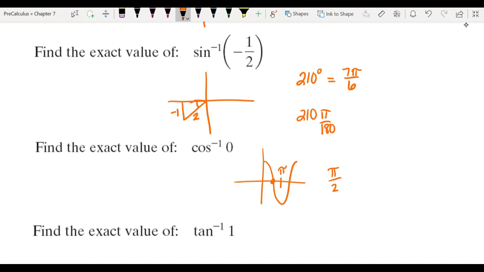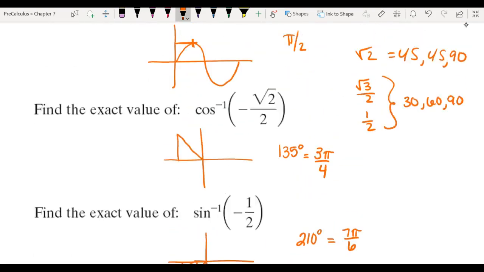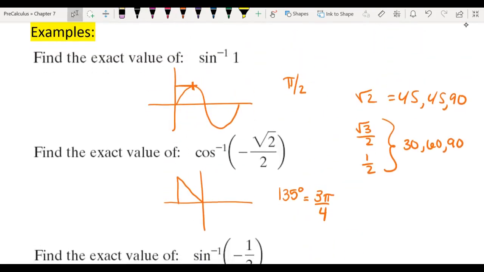Normal cosine looks like this. So the inverse is telling us we're looking where y is 0. Like this one, we're looking for where y is negative 1/2. It's easier to see when you have the graph of them.